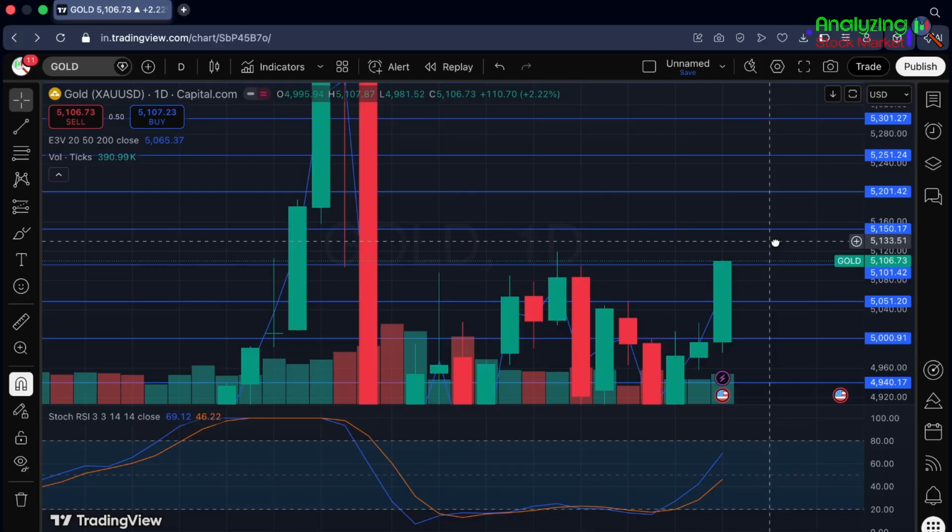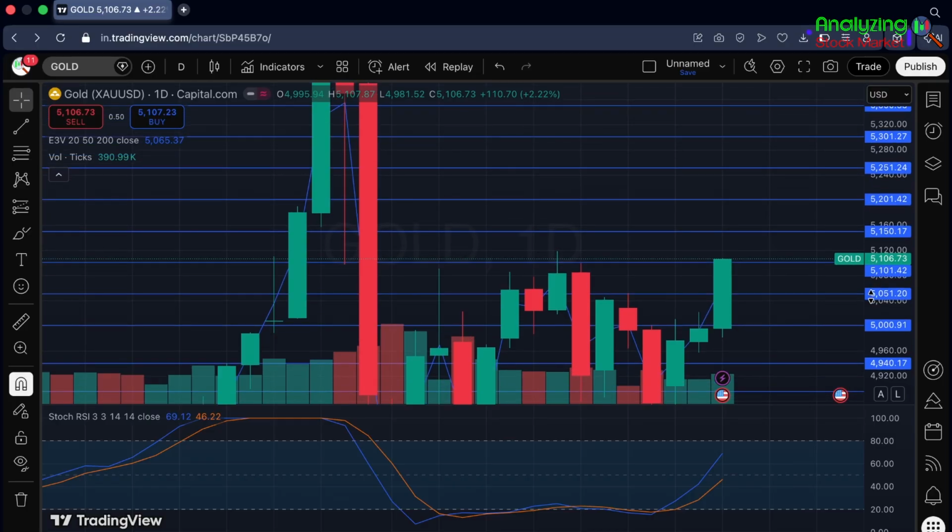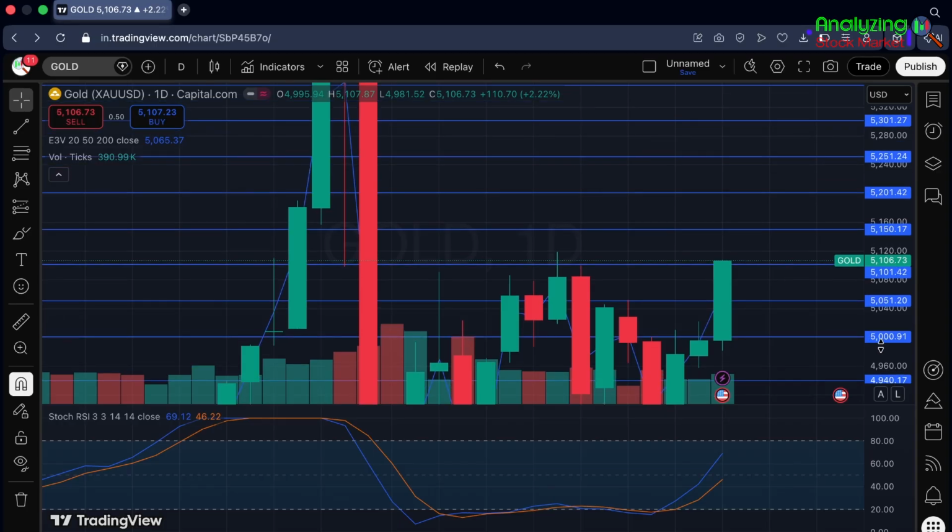So let's now talk about the closing first. 5106.7 was the closing. Here the direct support is 5101. Direct resistance is 5150. After direct support, there is a support of 5051 and then 5000. After direct resistance, there is a resistance of 5200 and then 5250. These are two important support and resistance zones which will help you to take better stop loss and target levels for this week.